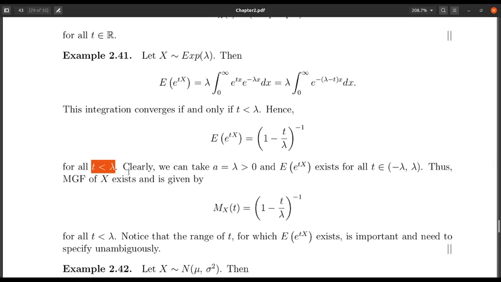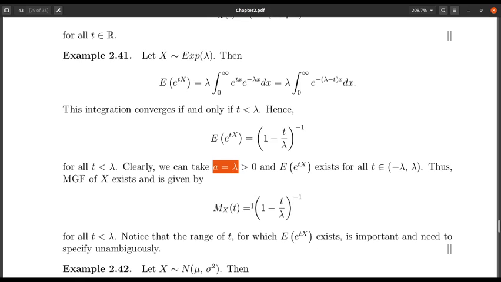This one is very important in this case because this expectation exists only for t less than lambda. So writing the range of t is an important part of writing the moment generating function. Now you see that as lambda is always a positive quantity, I can take any a which is less than or equal to lambda, and in particular I can take a equal to lambda, and I can write that this expectation exists for all t belongs to minus lambda to plus lambda. So the moment generating function of x exists.